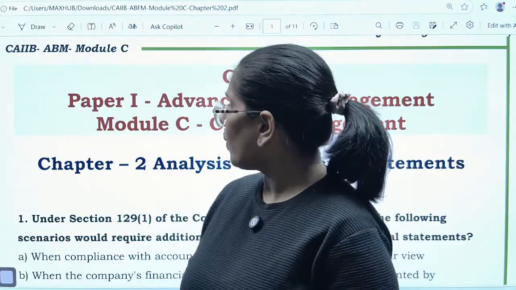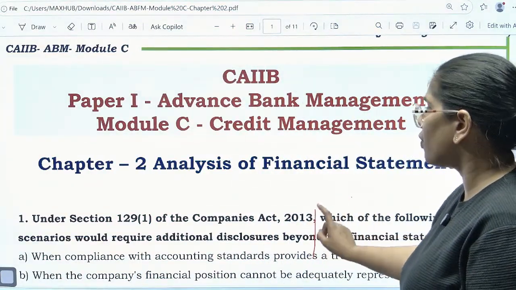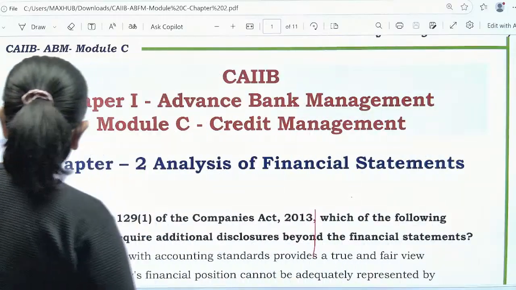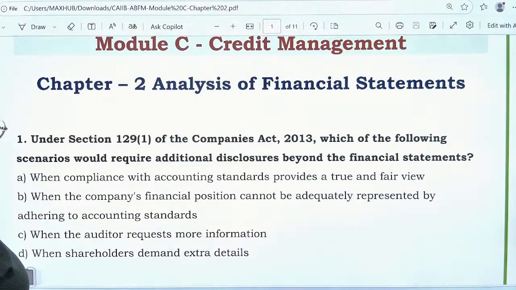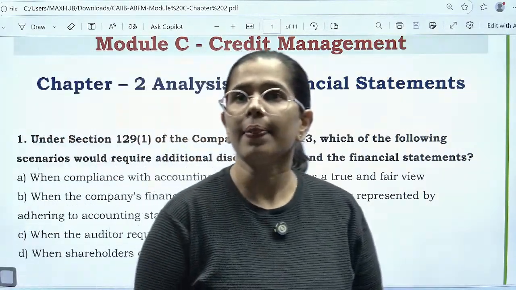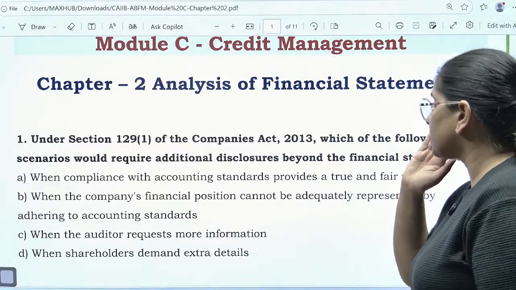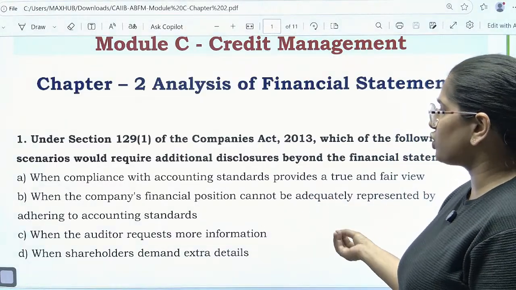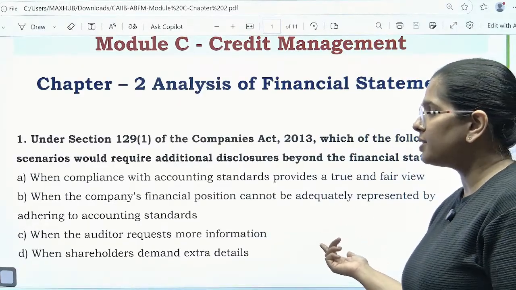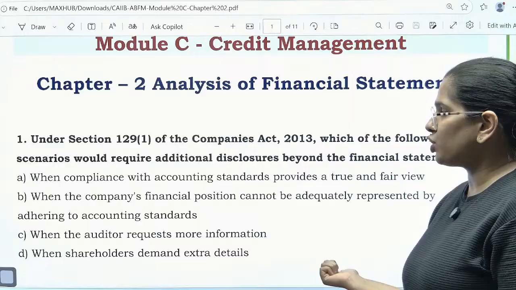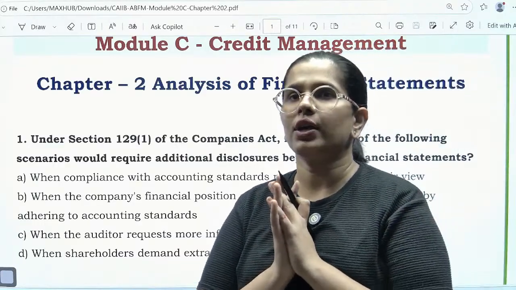Now, number one question: under section 129 of the Companies Act, which of the following scenarios would require additional disclosure beyond the financial statements? Now, they are talking about which kind of disclosures would be needed over here. So, number one, when compliance with accounting standards provides a true and fair view; when the company's financial position cannot be adequately represented by adhering to the accounting standards; when the auditor requests more information; or when the shareholders demand extra details. Now, in this particular question, what is required?